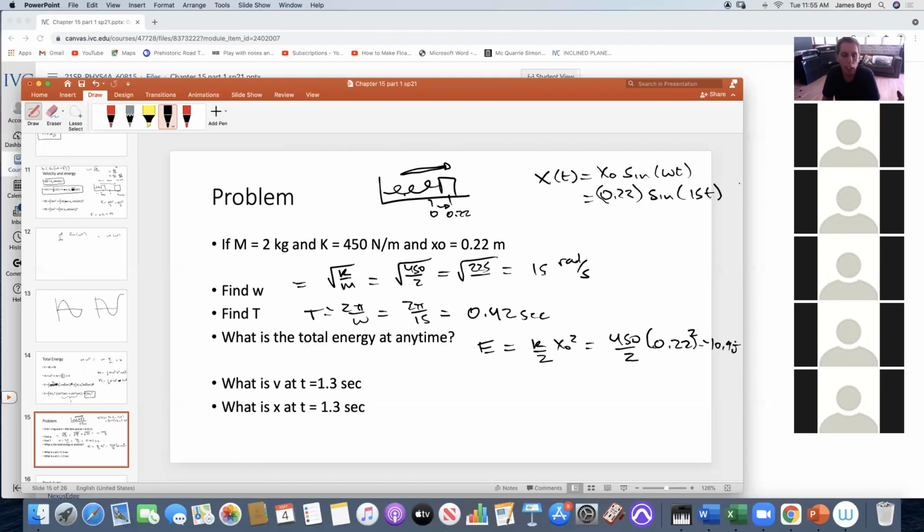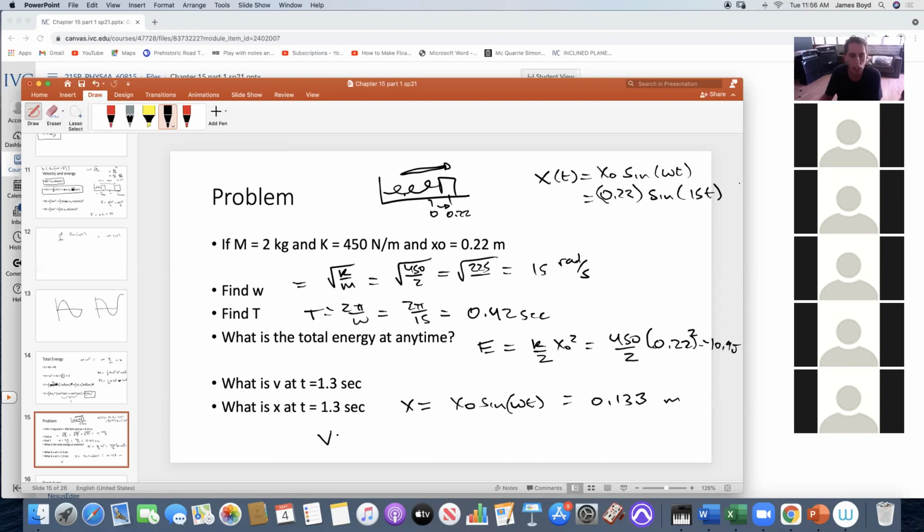And what is V at 1.3? What is X at 1.3? So we know that X is X naught sine omega t. X naught is 0.22. Sine omega is 15 times 1.3 seconds. X is 0.133 if you want it, meters. So it's at about 13.3 centimeters.